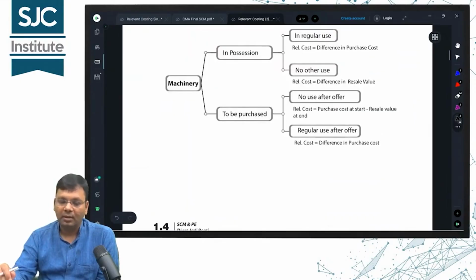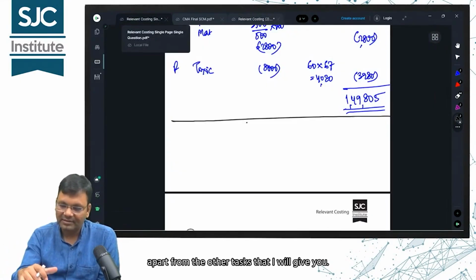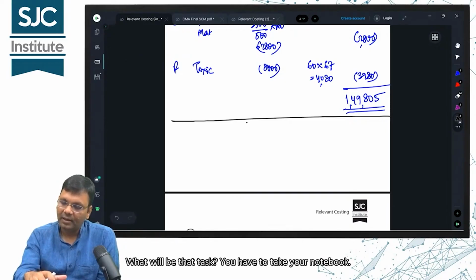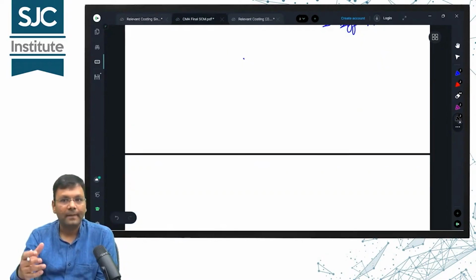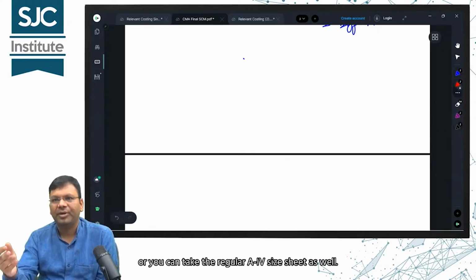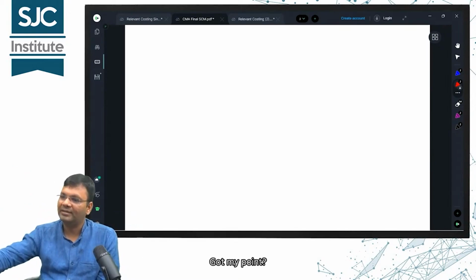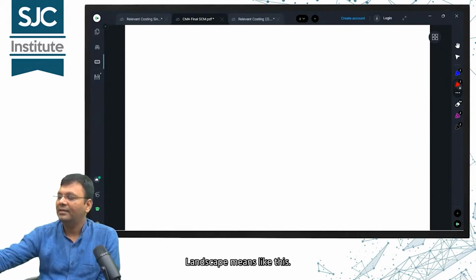Okay? You will have to do a task, apart from the other tasks that I will give you. What will be that task? You have to take your notebook and take the center page, which is the middle page. Or you can take a regular A4 size sheet as well. We will use the sheet in landscape orientation. Got my point? Landscape means like this.